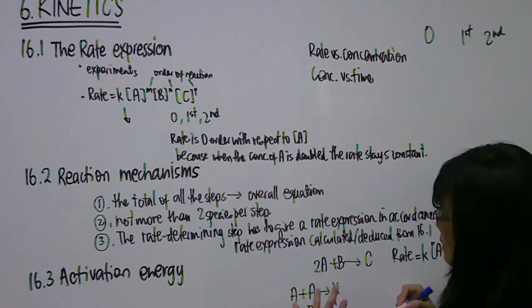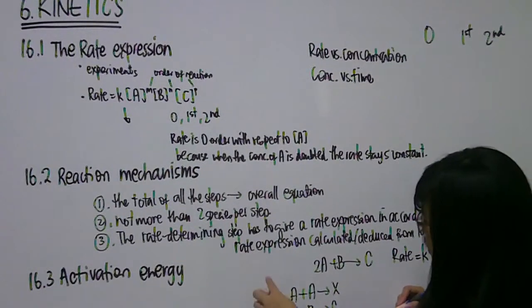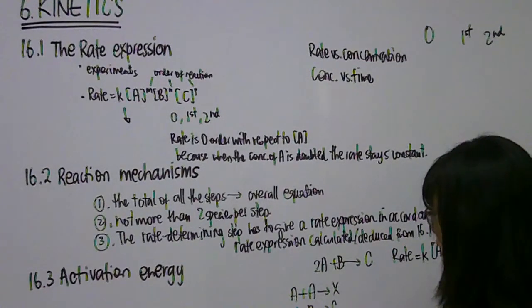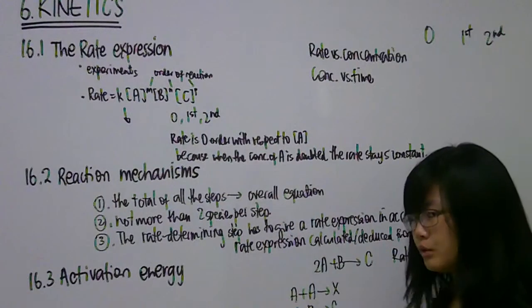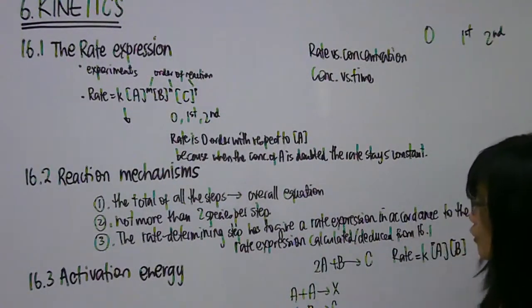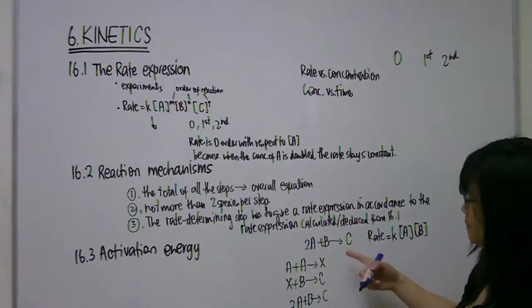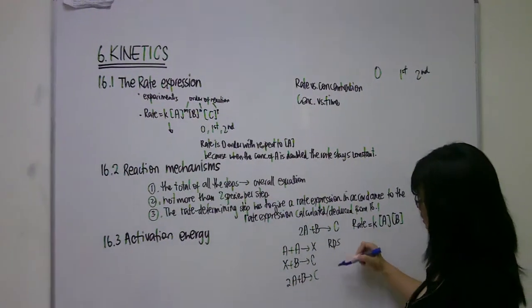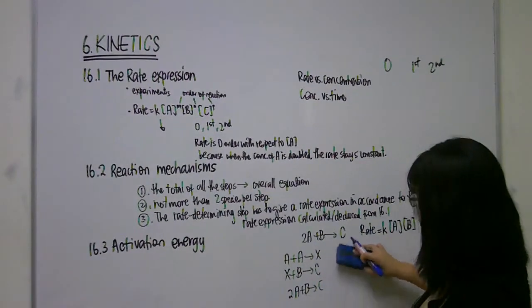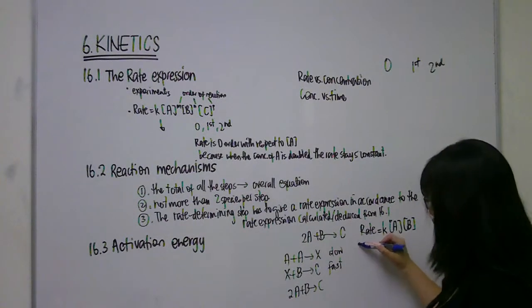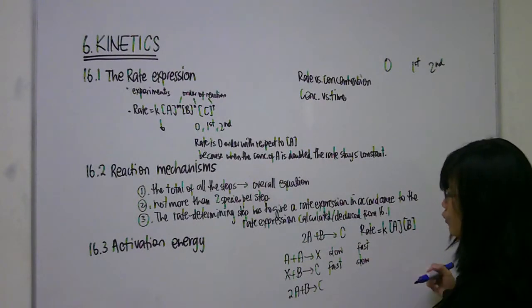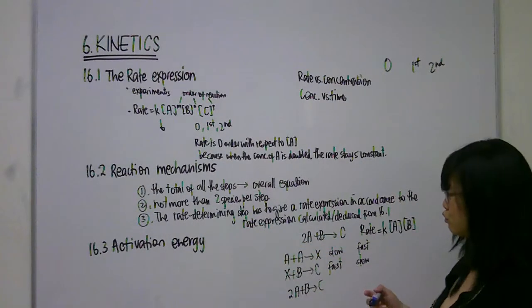Okay, why is this a possible mechanism? Because when I total these two steps, I will get 2A plus B giving me C, which is my overall equation. And the second point, each step I do not have more than 2 species. Okay, but now for the rate determining step, we can deduce, okay, maybe if I say this is the RDS, okay, or sometimes they will just have to write it this way: slow and fast. This is one possibility, or this is fast and this is slow. Okay, now we have to see whether it fulfills our third rule.